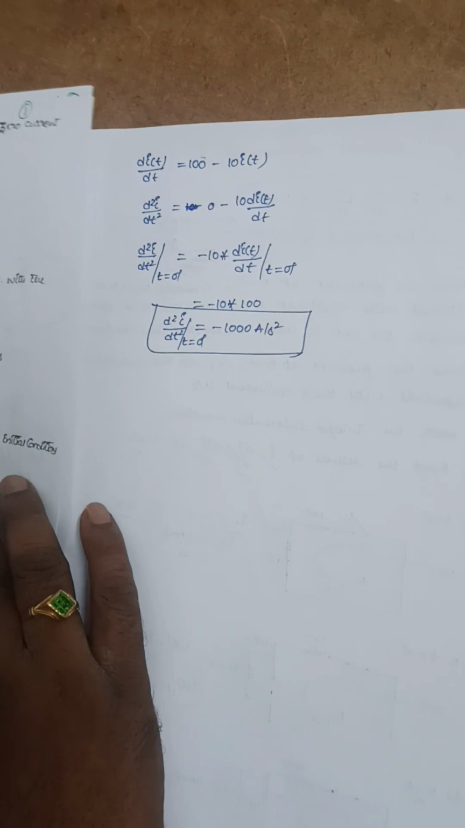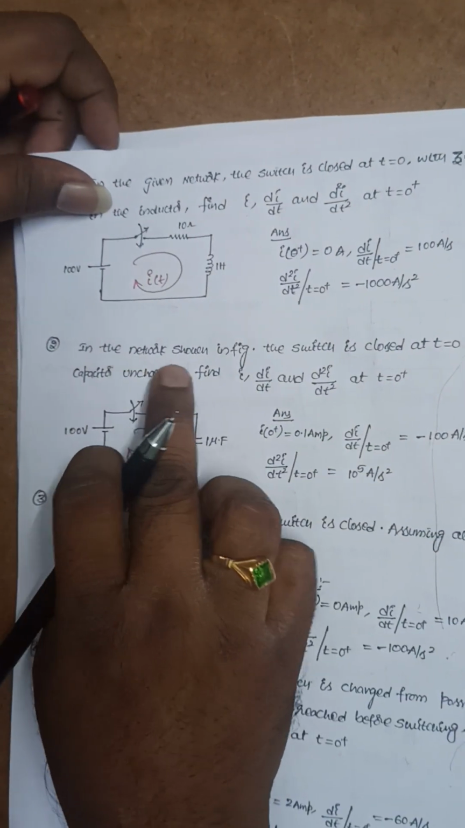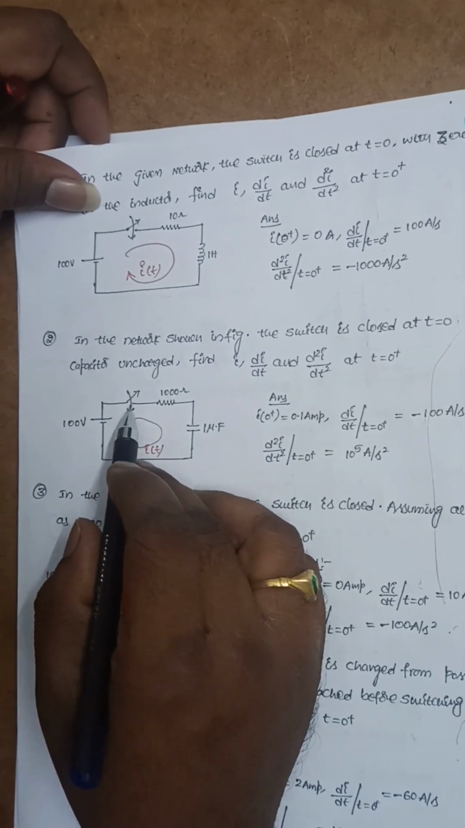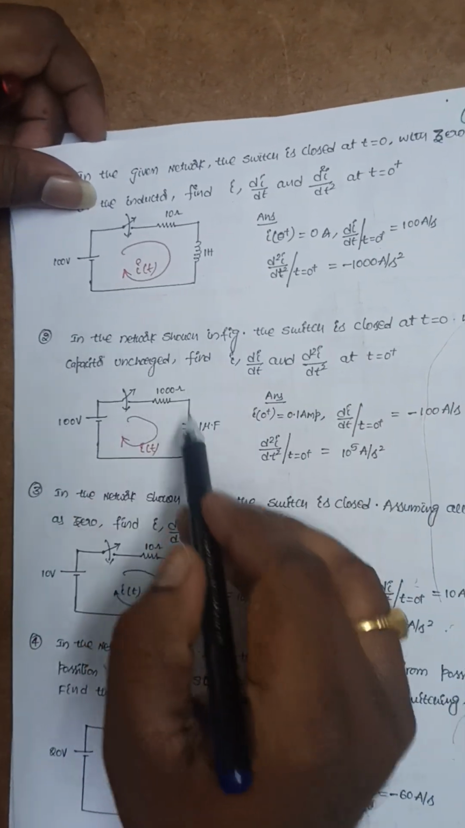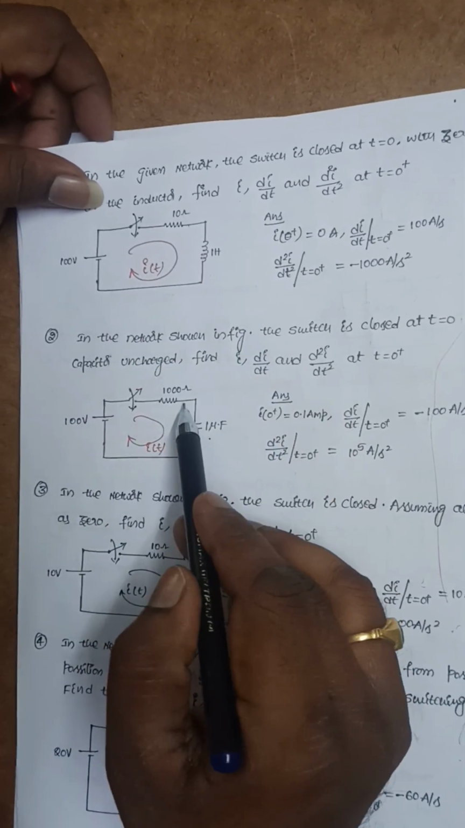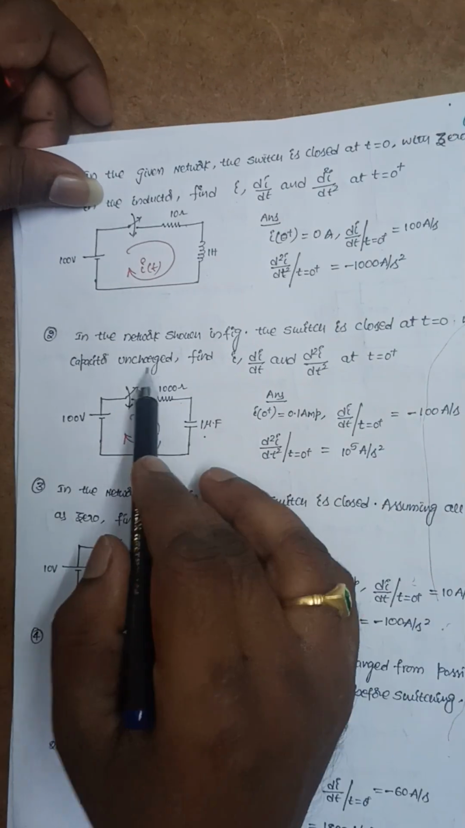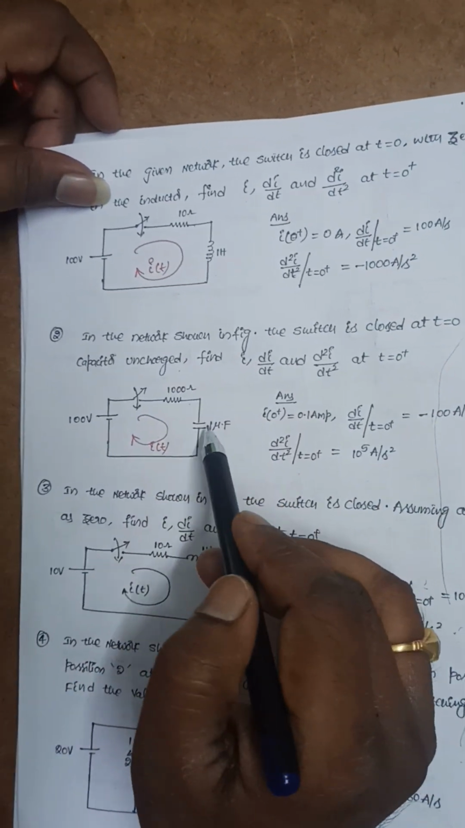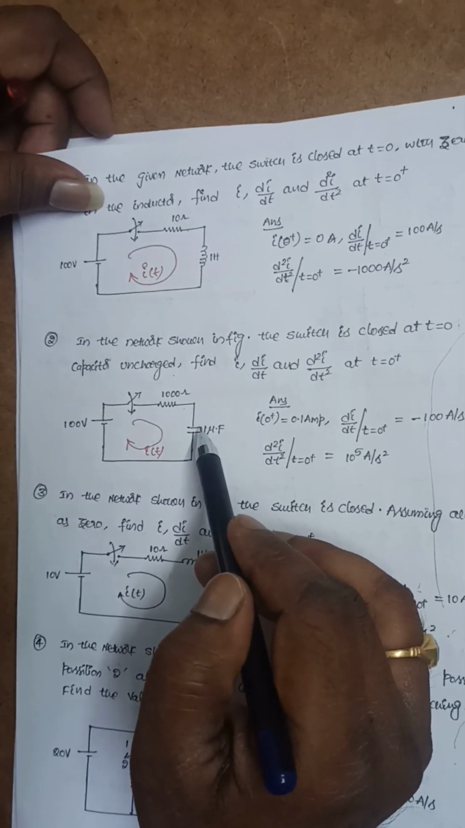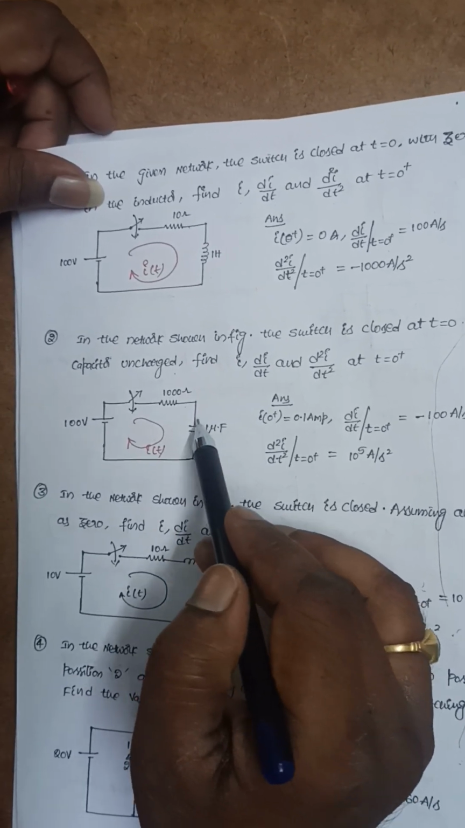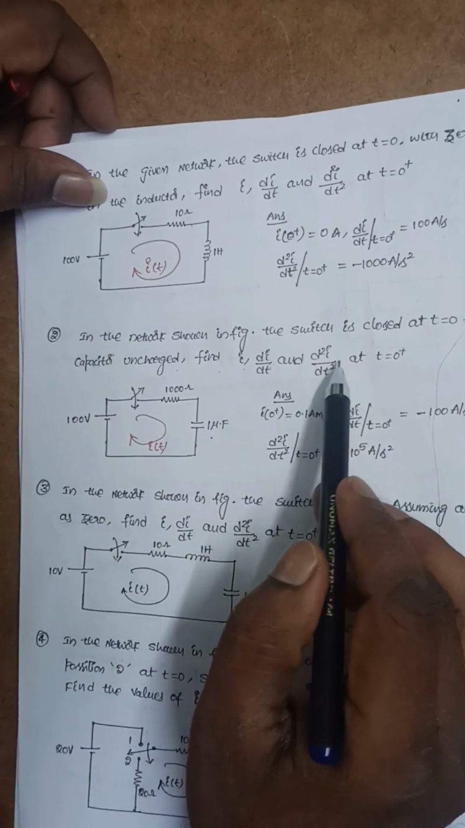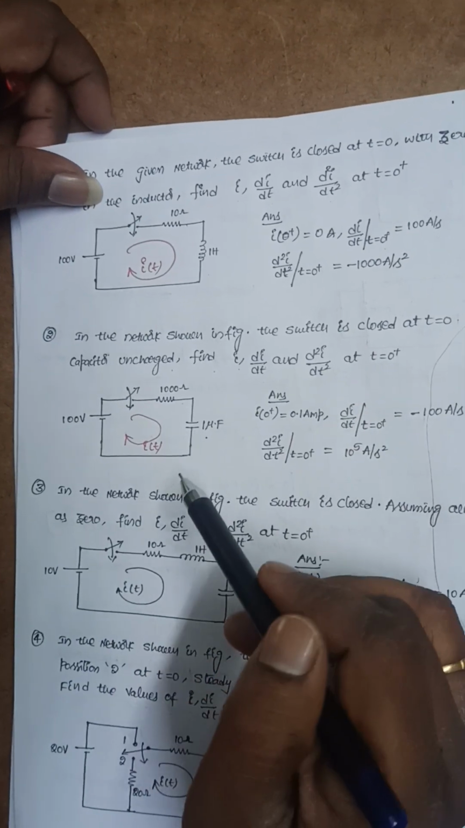Next question. In the network shown in the figure, the switch is closed at t is equal to 0. Same question, but instead of an inductor, here it is a capacitor, and this resistance value is changed from 10 ohms to 1000 ohms. With the capacitor uncharged, that means initially the charge in this capacitor is 0, so the initial voltage is 0. That is V0 is 0 volts. We need to find the values of I, di by dt and d square I by dt square at t is equal to 0 plus.